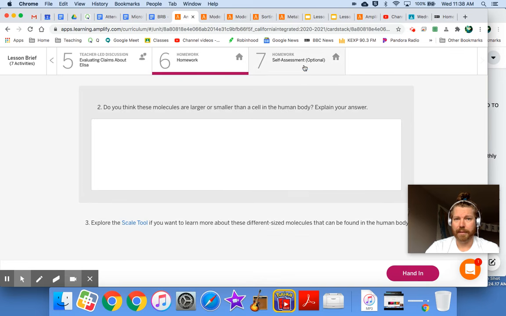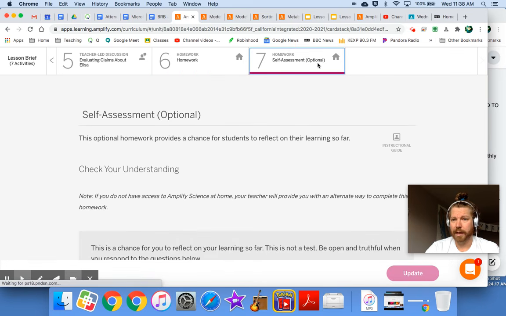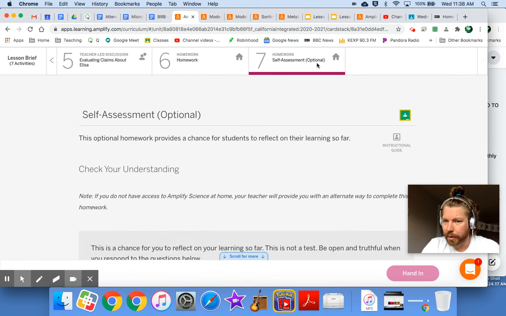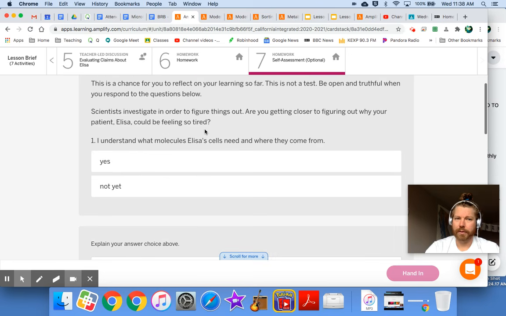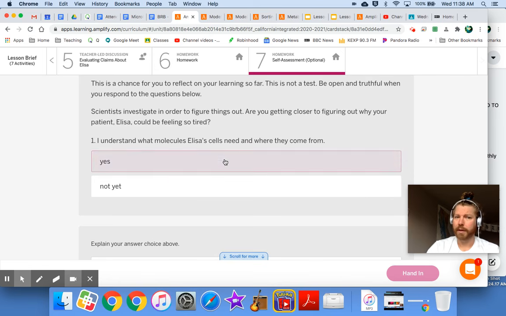After you do the homework, last thing, self-assessment. It says optional. Is it optional? No, it's never optional unless I tell you. And what I want you to do is answer all of these questions. These are for you to just evaluate yourself, hence self-assessment. These are some of the questions that we're trying to answer in this unit, some of the things that we're trying to understand. And so I want you to just see where you're at this point.